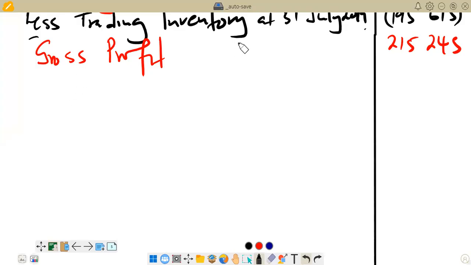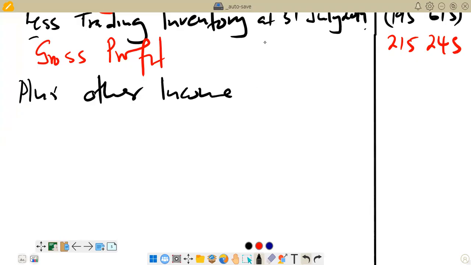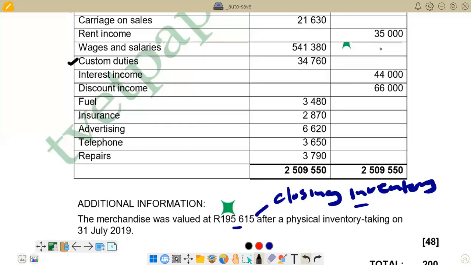So after gross profits, we are going to the section of other income. We are going to say we add other income. So we are saying plus other income. Then we look in the question, what income do we have in the question there? So you can go to this part there to look for other incomes that we may have in the question.